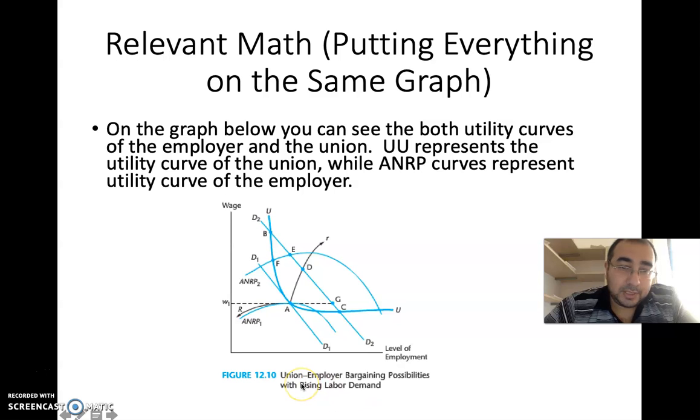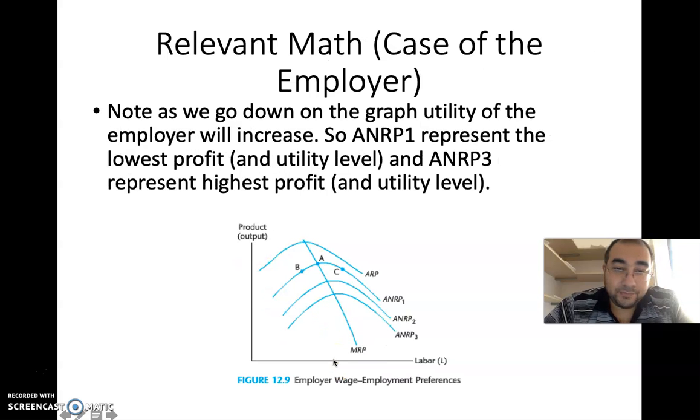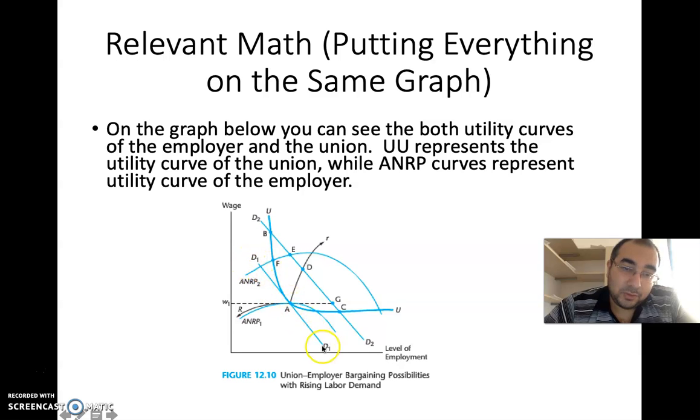Here you can see the two curves brought together. UU is the utility curve of the union, and the ANRP curve represents the utility curve of the company, and the demand curve actually represents the MRP curve, the marginal revenue product curve, basically. It is a combination of the top points of the ANRP curves of the company, and as long as wage is fixed and the company is only able to set an employment level, it will always choose a level of employment on the D1 curve.